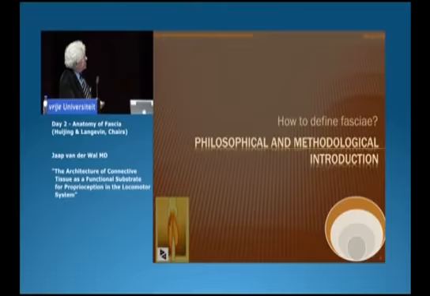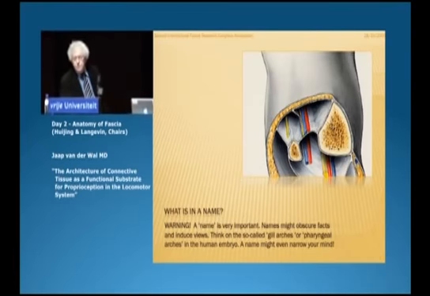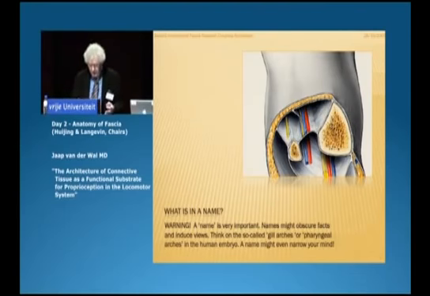First, a methodological introduction. What's in a name? What is in a name, ladies and gentlemen, is very important. It's very important how you call your structures. Let's take this notion of fascia. Fascia can envelope. Of course they can envelope. But they can intervene. They can glide. They can connect. They can bind.